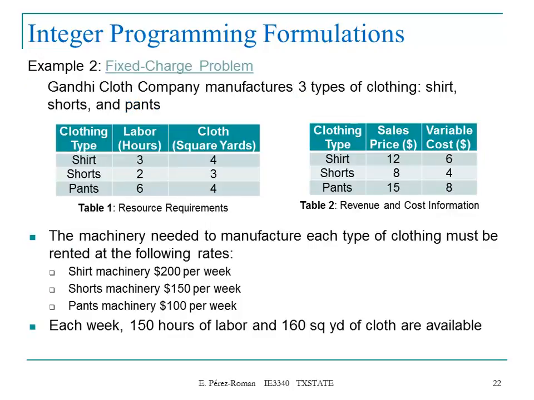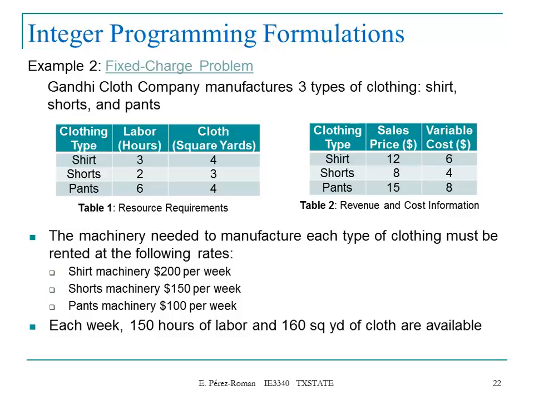Now, second example, this is called the fixed charge problem. In this example, we have a clothing company that manufactures 3 types of clothing: shirts, shorts, and pants. For each type of clothing, you have a requirement in terms of labor and in terms of materials. For example, the shirt requires 3 hours of labor and 4 square yards of material. Same thing for shorts and pants. You also have some revenue and cost information, for example the sales price for the shirt and the variable cost for producing that shirt.